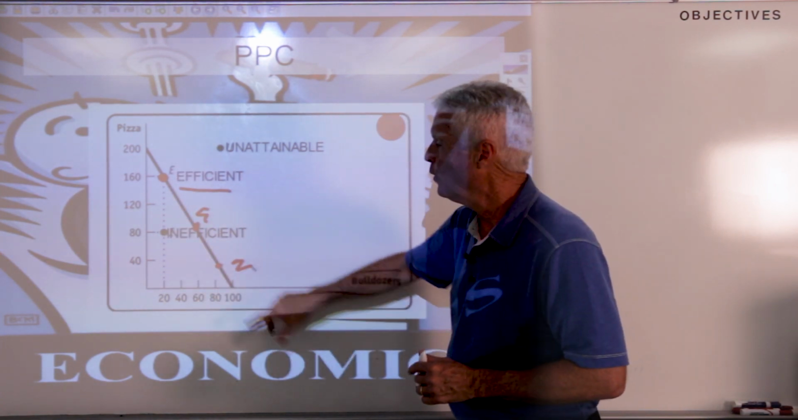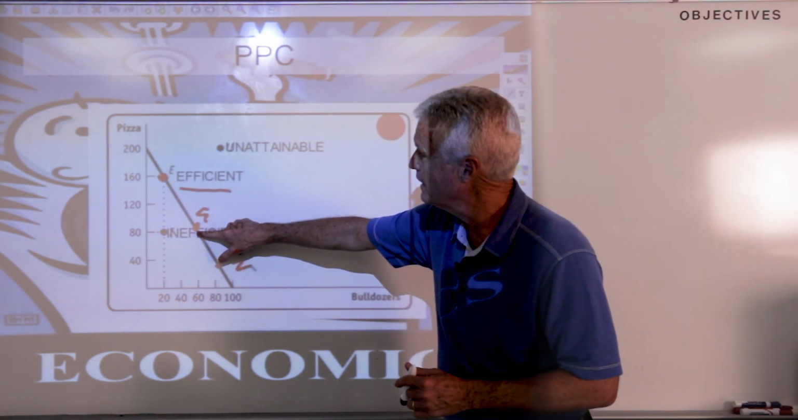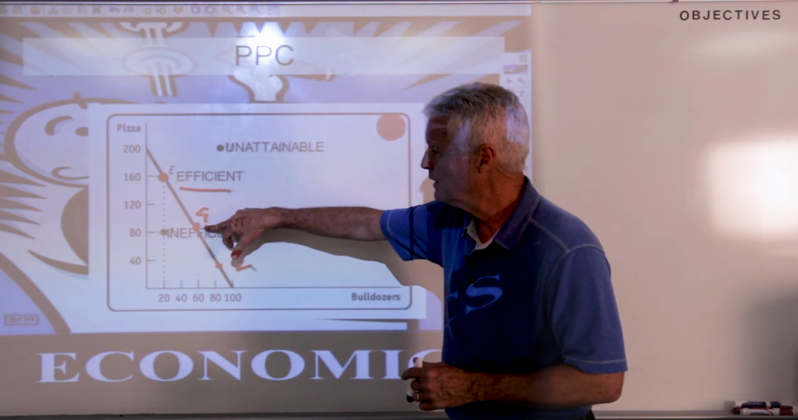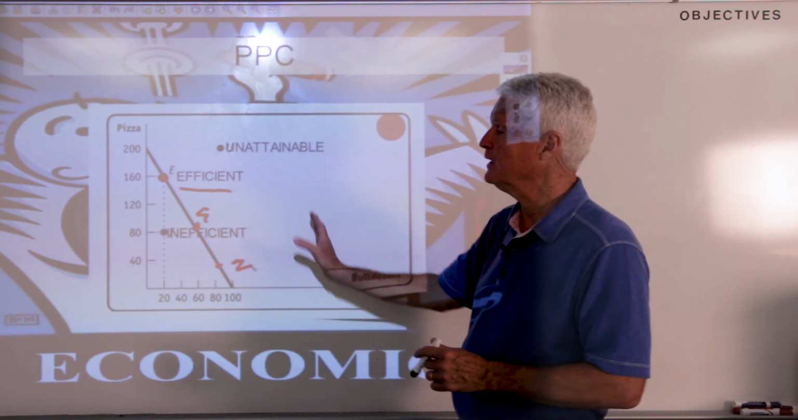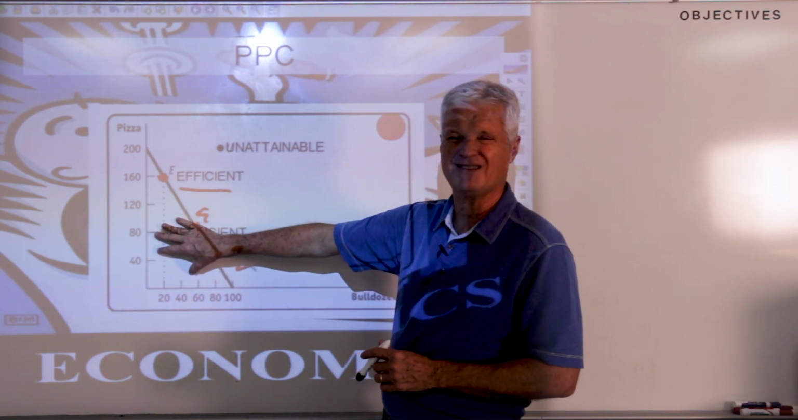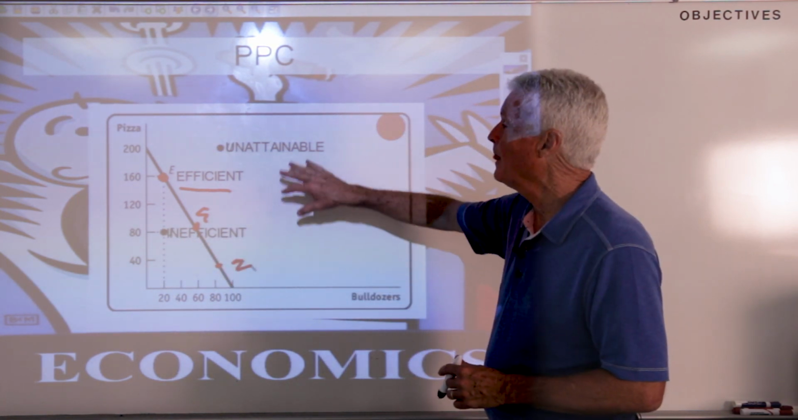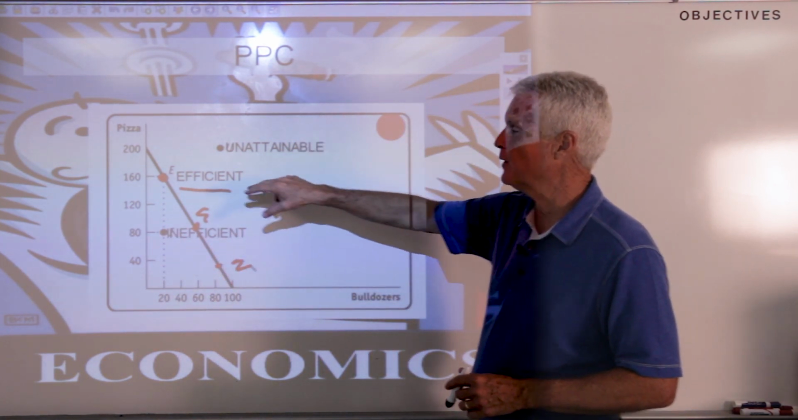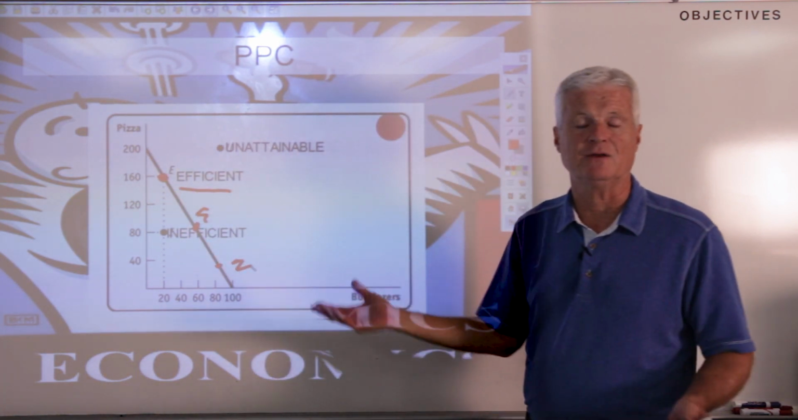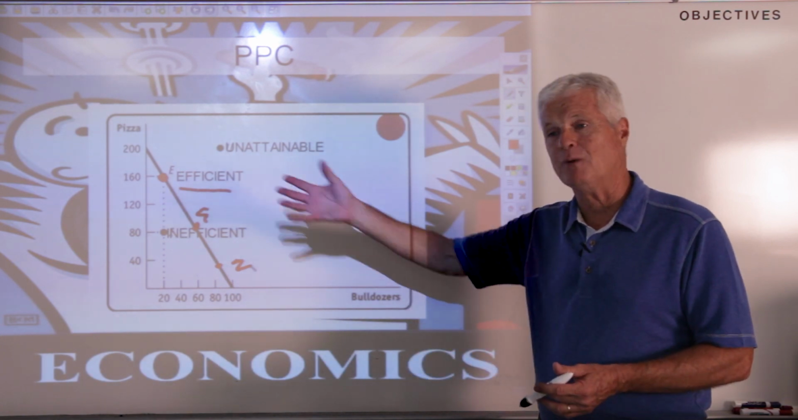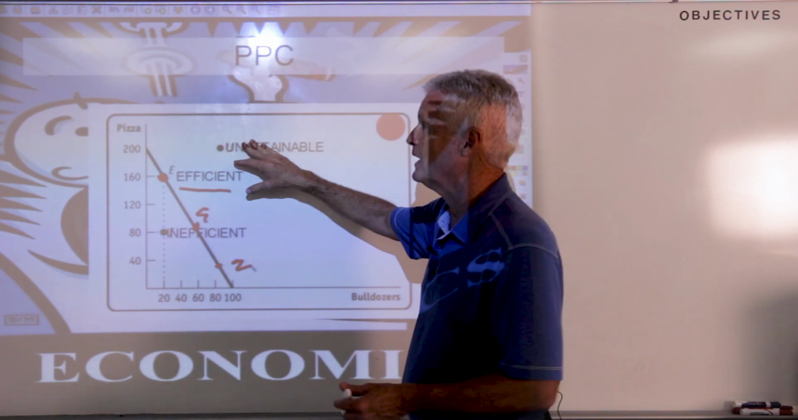Inside the curve, well, I could produce 80 pizzas and 60 bulldozers, but I'm only producing 20 bulldozers, so I'm inefficient. And when we get into macroeconomics, we'll talk about that; it's kind of a recession inside the curve, but that's inefficient for now. And then out here is unattainable. Well, I want to produce 200 pizzas and 60 or 80 bulldozers. I can't do that. Not today. Maybe someday with growth I can do it, but I can't do it today. So efficient, inefficient, unattainable. Those are really important.